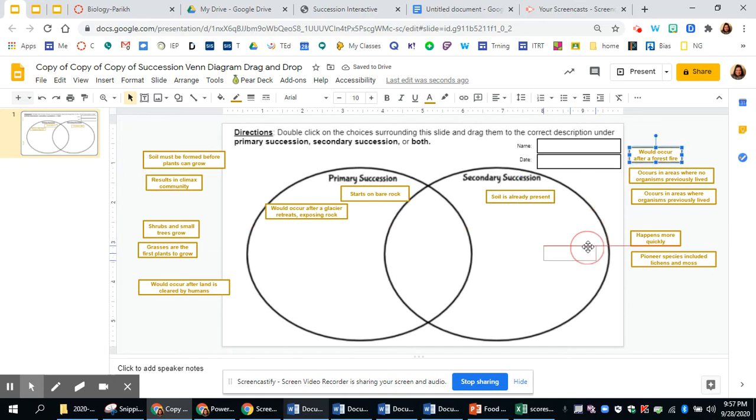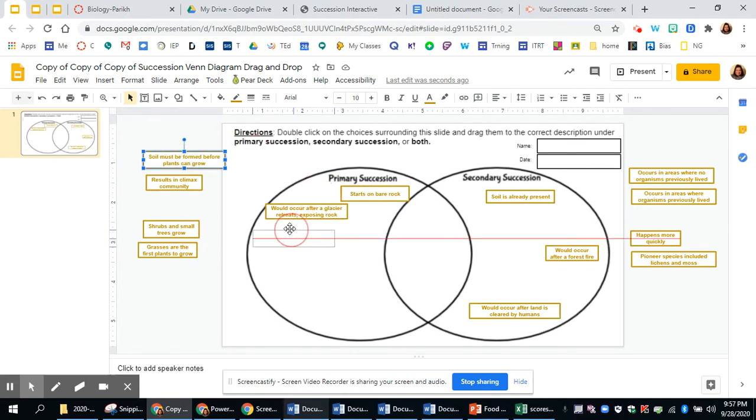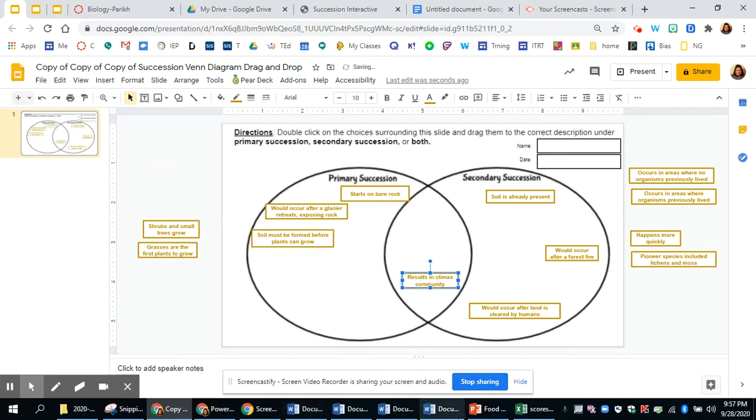Things like a forest fire or even human interference, like clearing land for apartments or a new shopping mall. In primary succession, again, since there's no soil, it has to be formed before plants can grow. Both primary and secondary succession end with a climax community. They also both have shrubs and trees that grow. They just happen at different times.